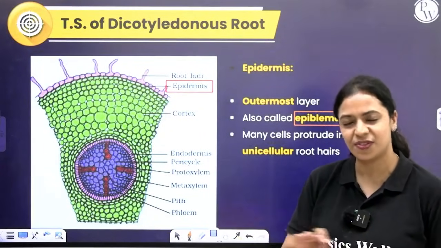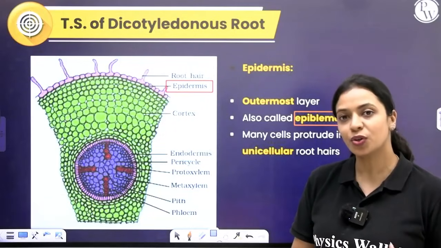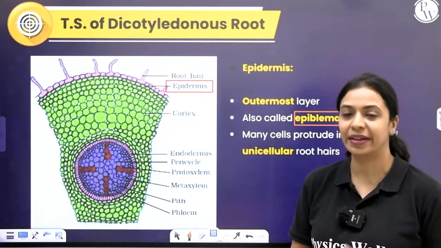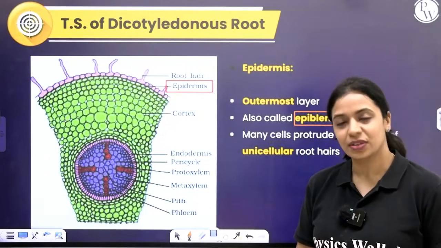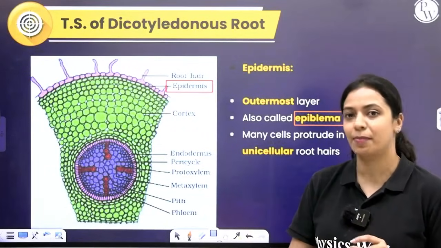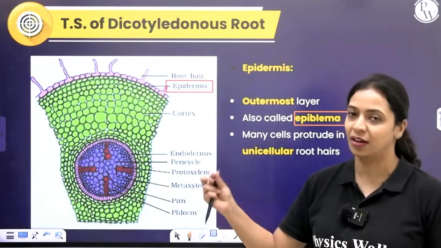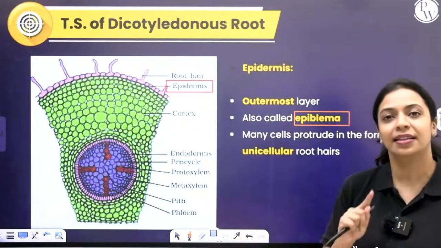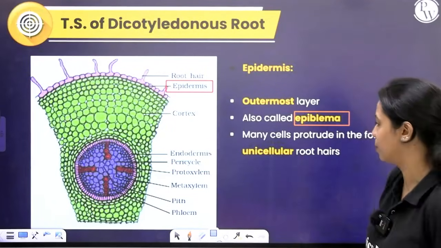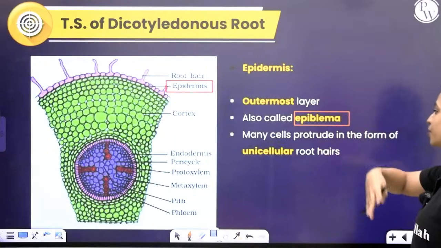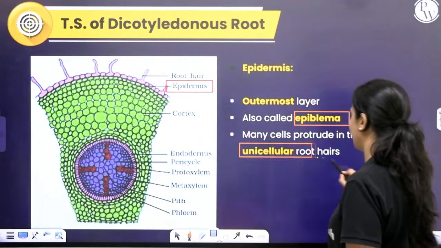Okay, root, stem, leaves, everywhere it is the outermost layer. In roots, we give it a special name. We call it epiblemma. We already know that in roots, from the epiblemma, some of the cells will give out appendages called root hair that will increase the surface area required for absorption. So many of these cells protrude in the form of unicellular root hair.